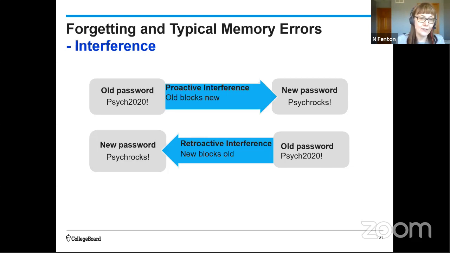With retroactive interference, it's going the other direction, right? So new information is blocking your recall of old. And if you have to write an example, keep it simple. Go with a password or a phone number. With proactive interference, you can't remember your new phone number because all you can think of is your old one. And then retroactive, the opposite.